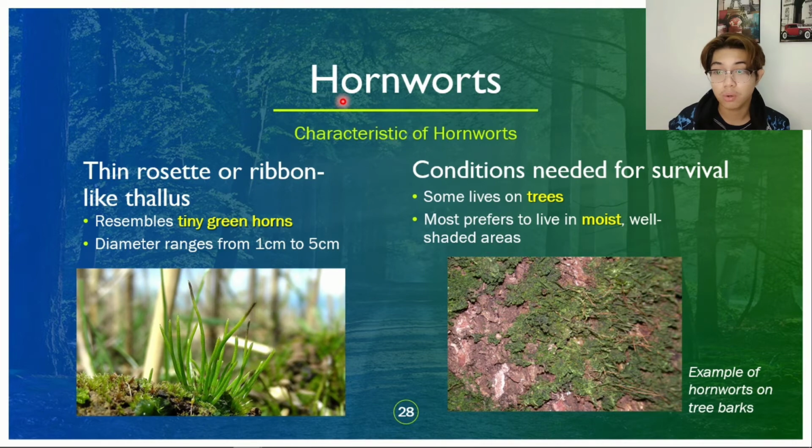Moving on are the hornworts. Hornworts resemble tiny green horns. They have thin rosettes and a ribbon-like thallus. Diameters range from 1 cm to 5 cm. Some of them live on trees, but most of them prefer to live in moist and well-shaded areas.